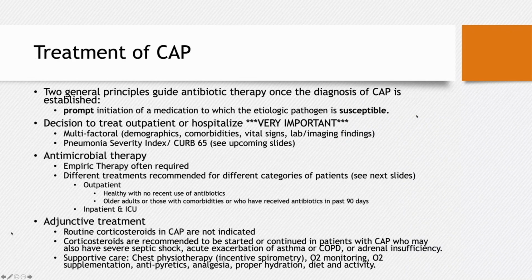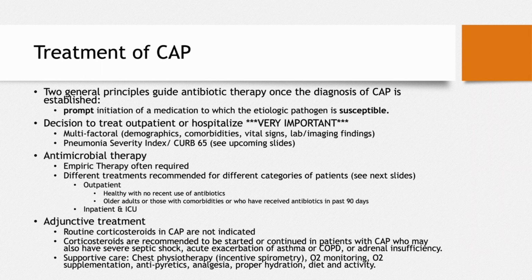So how do we treat community-acquired pneumonia? Well, there's 2 general principles that guide antibiotic therapy once we know that it is community-acquired pneumonia. We have prompt initiation of medication, and which antibiotic is the pathogen susceptible to. So we have to think about those things, kind of thinking about the history of the patient, the way that the chest x-ray looks, and whether it's community-acquired or hospital-acquired.